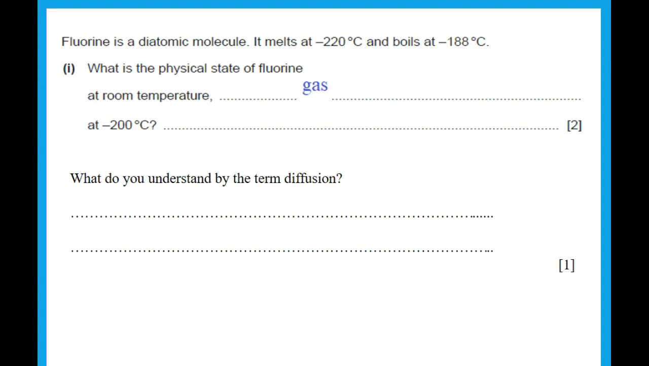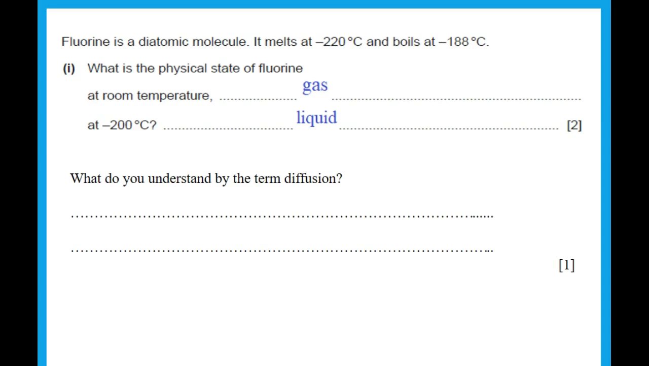But what about at minus 200? Minus 200, if you realize, that is somewhere in between these two numbers. So minus 200 is higher than the melting point but lower than the boiling point. So actually at minus 200, fluorine should be a liquid. Do we understand that?